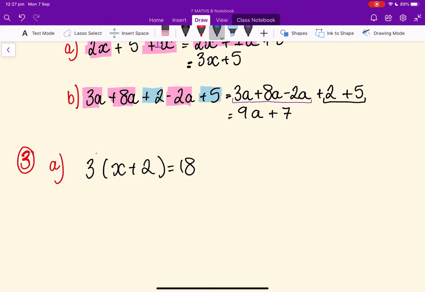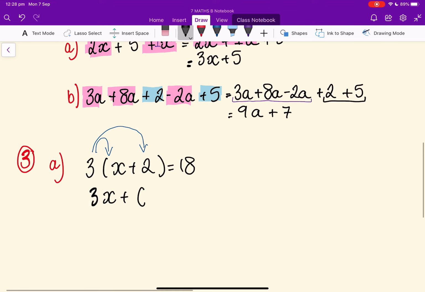What you're going to do is you're going to use the distributive law. So 3 times x plus 3 times 2 equals 18. So let's write this out. 3 times x, 3x, plus 3 multiplied by 2 gives you 6, equals 18. Now, this next line of working is what we've been working on the last few lessons, where we have a pronumeral, which is x in this case, and our aim is to get it by itself.